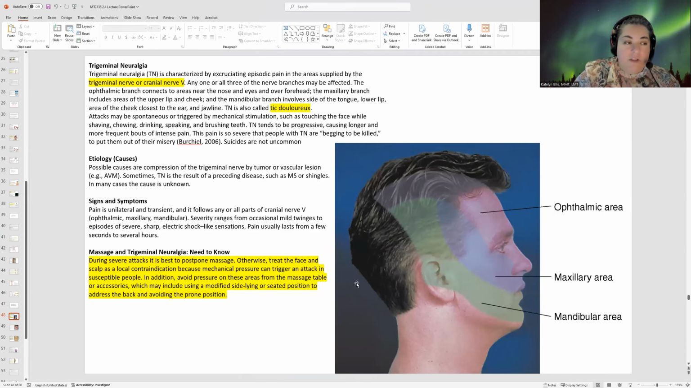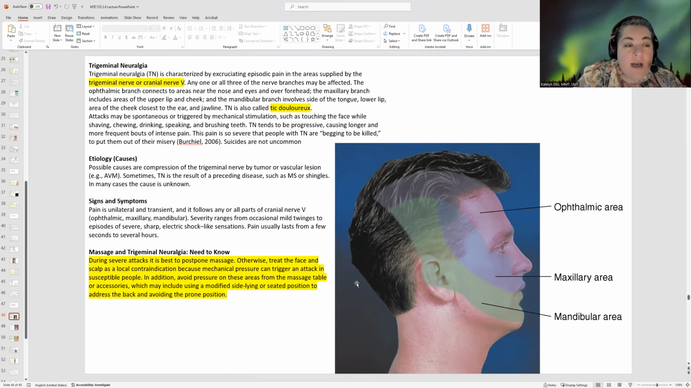Trigeminal neuralgia. We're going to start with this one. Trigeminal neuralgia is characterized by excruciating episodic pain in the areas supplied by the trigeminal nerve, or cranial nerve number 5. It's also called tic douloureux.